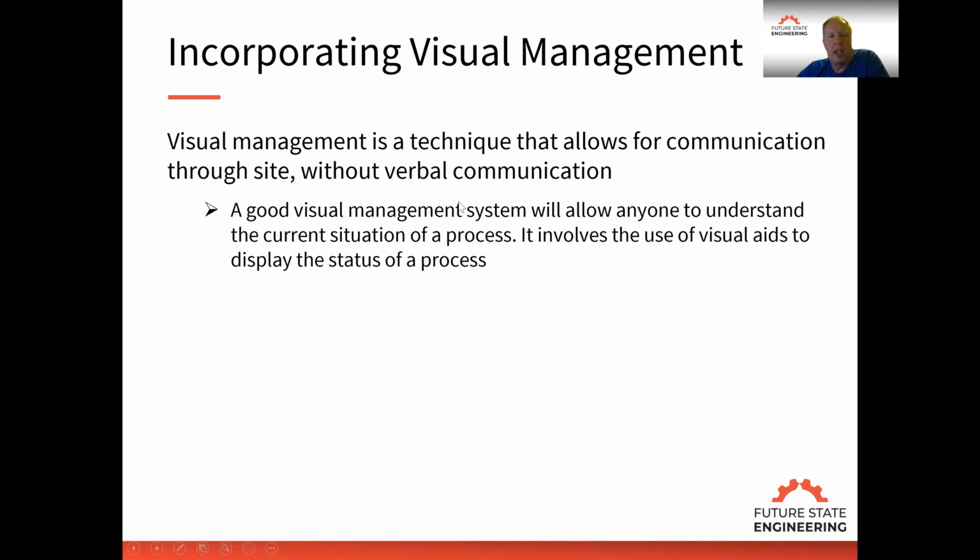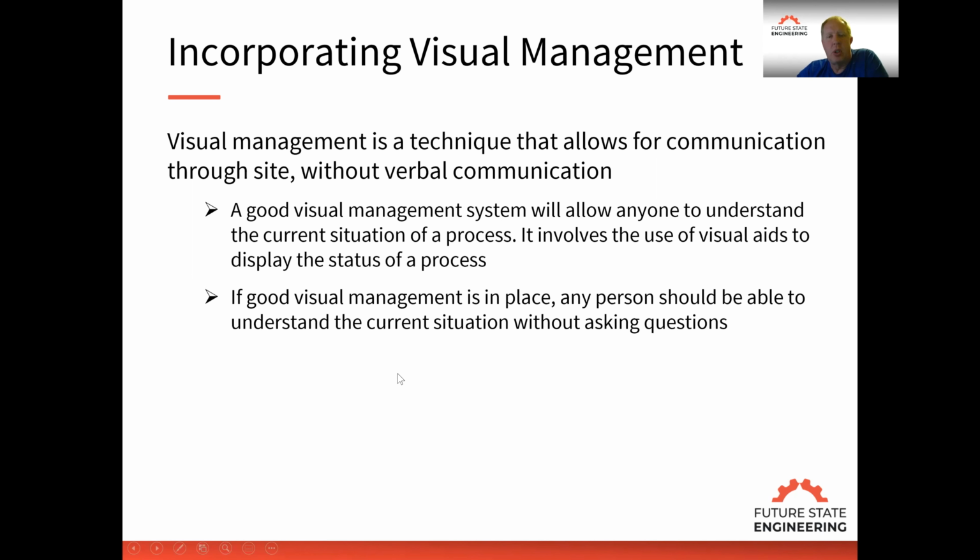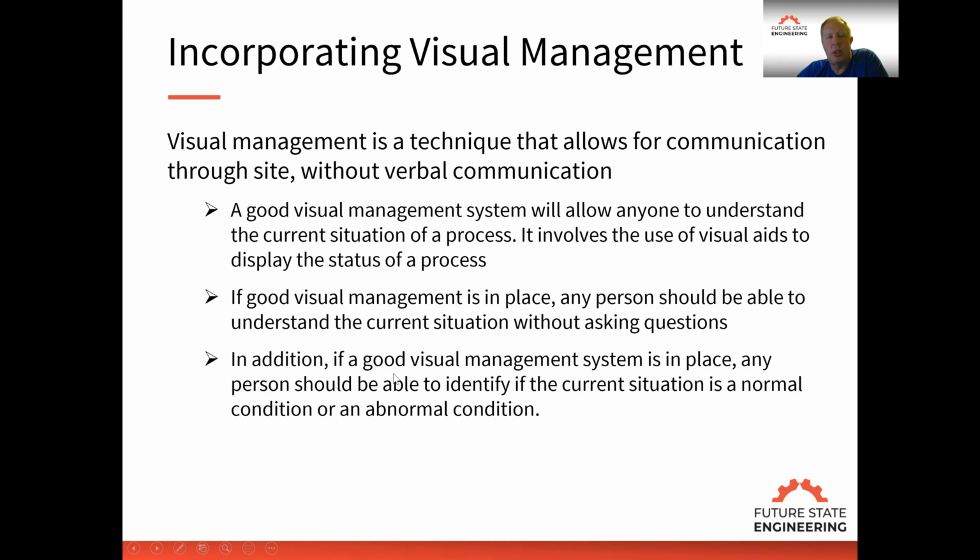If you walk into any area, you can see the current situation of any process. So it involves the use of visual aids to display the status of the process. In a good system of visual management, everyone should be able to walk into that area and understand the current condition without asking questions. The important part is to be able to see what is normal. So what does good look like? And if we understand what good looks like, then we can understand what is abnormal.